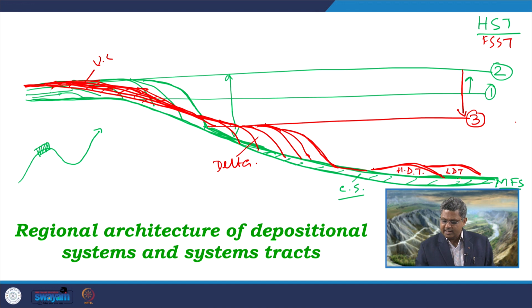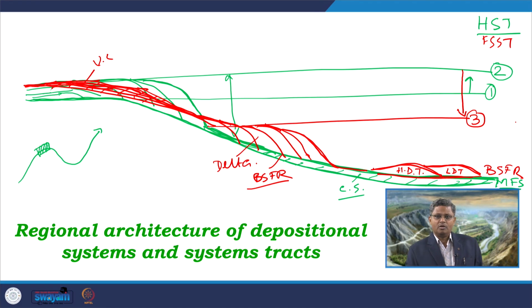What is the underlying surface? Over here we will get a BSFR surface, basal surface of forced regression. Over here we can get a BSFR surface, provided it is not reworked by waves. In those cases, we will get a RSME surface, and in the rest of the part, we will get unconformity. So this is the scenario during the falling stage systems tract.